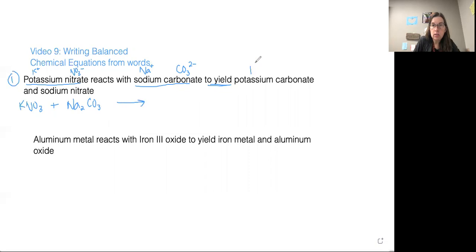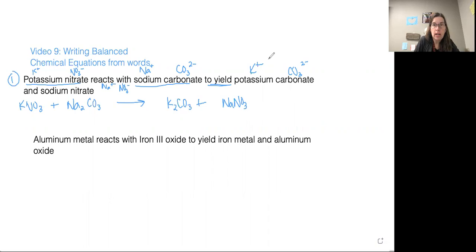Potassium carbonate, so K plus CO3 2-, crisscrossing the charges, so K2CO3, plus sodium nitrate. So that's going to be Na plus NO3 minus, NaNO3. Okay, so now I have the complete chemical reaction, but it's not balanced.